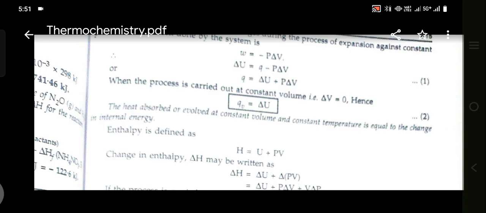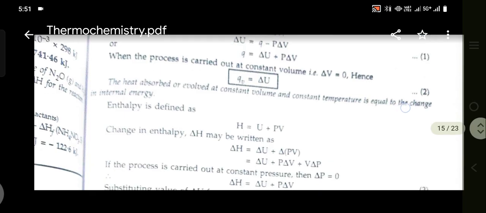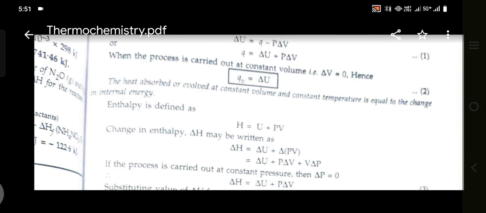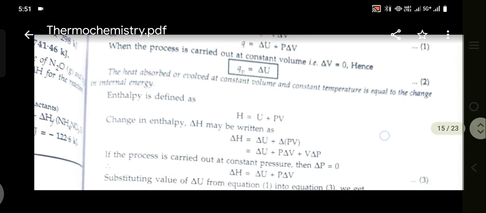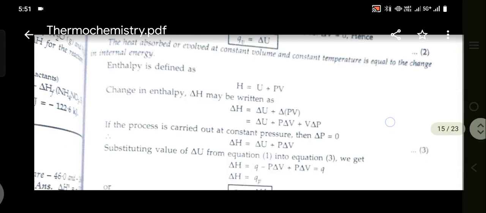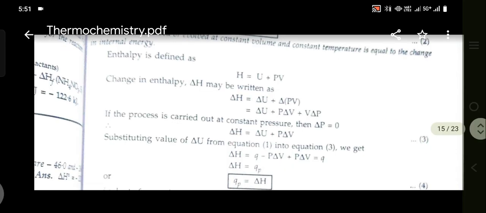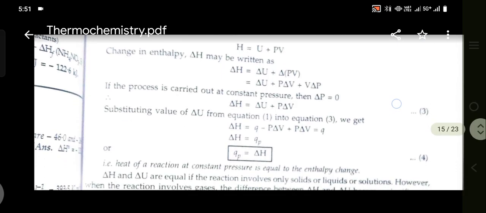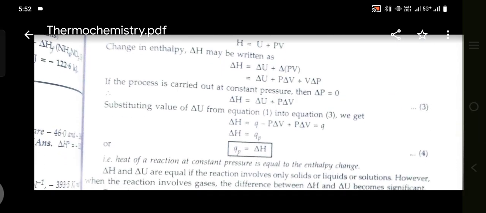When the process is carried out at a constant volume, delta V will be 0. So QV is equal to delta U. The heat absorbed or evolved at the constant volume and constant temperature is equal to the change in the internal energy. Enthalpy is defined as H is equal to U plus PV. Change in enthalpy delta H may be written as delta H is equal to delta U plus P delta V plus V delta P. If the process is carried out at a constant pressure, then delta P will be 0. So delta H will be equal to delta U plus P delta V.